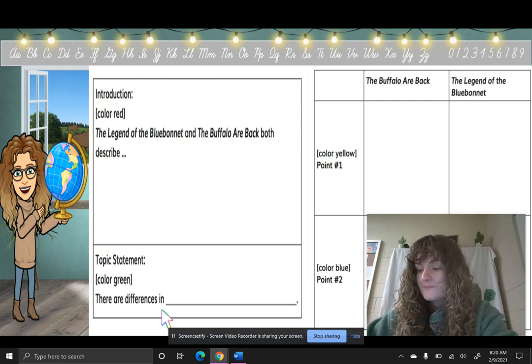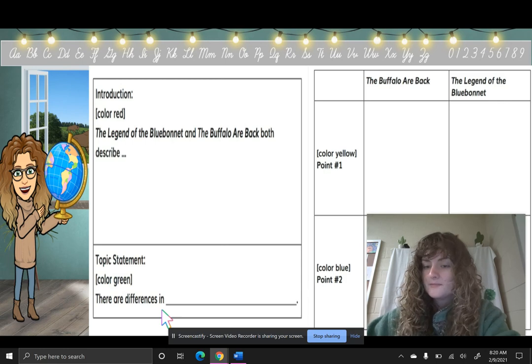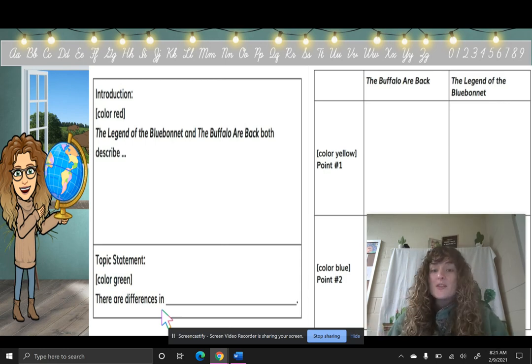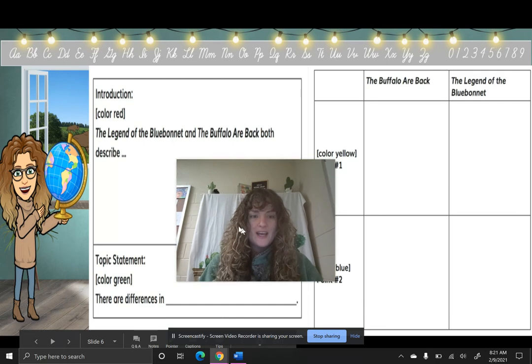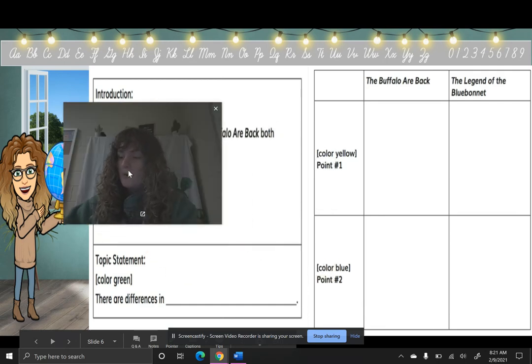So let's go ahead and get that sentence starter on there. There are differences in blank. Okay, and so then we move on to our 2 points.